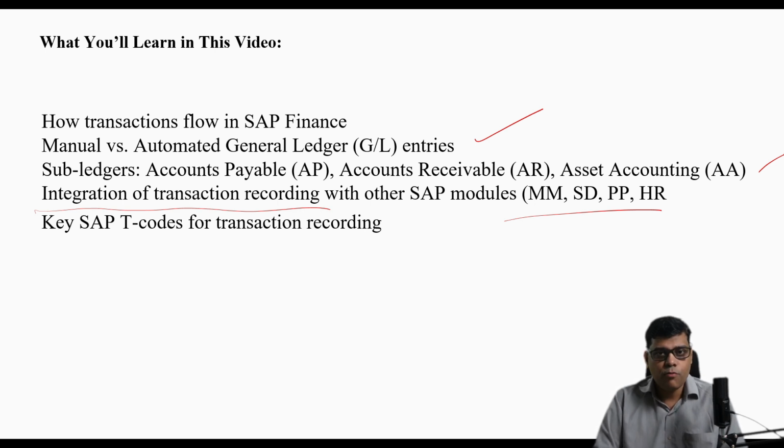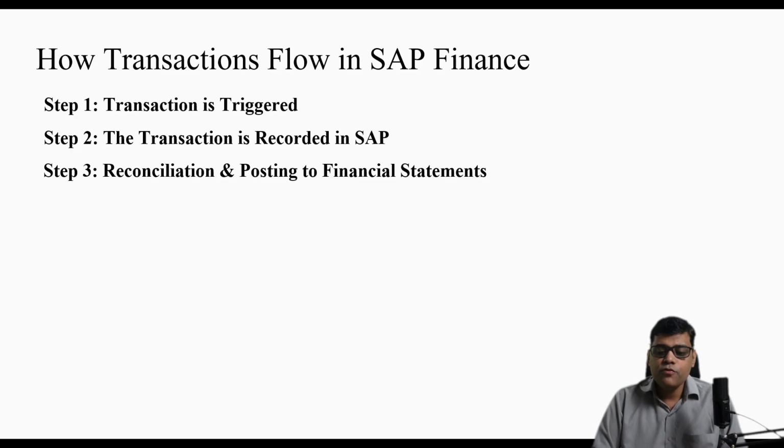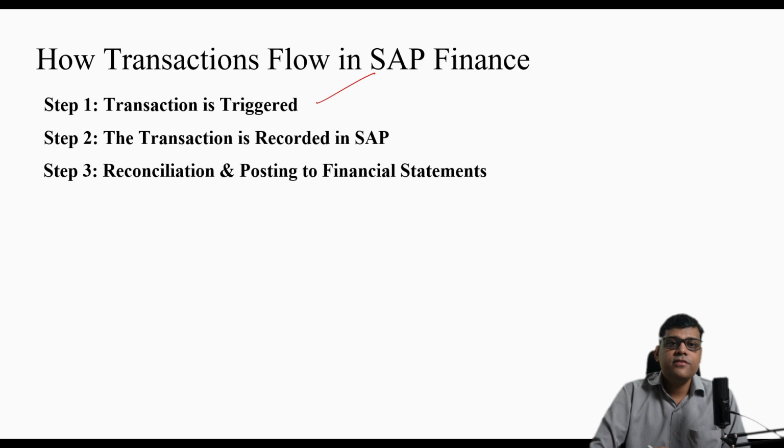So let's dive in more detail. How does a transaction flow in the SAP system? The first point is transaction triggering. Transaction triggering means when the transaction is being recorded in the system, that is the foundation of your financial accounting.